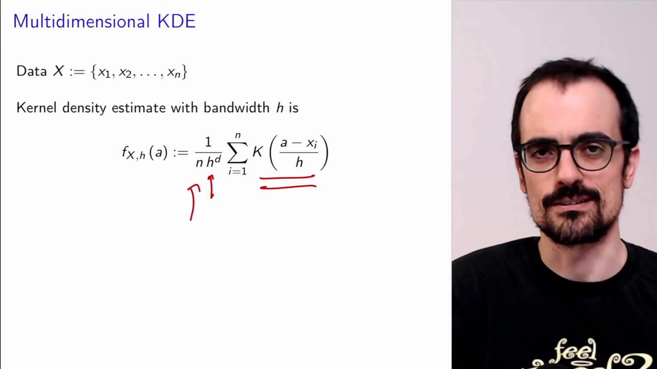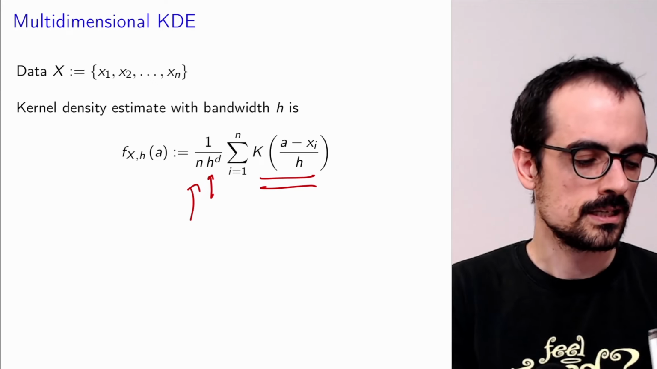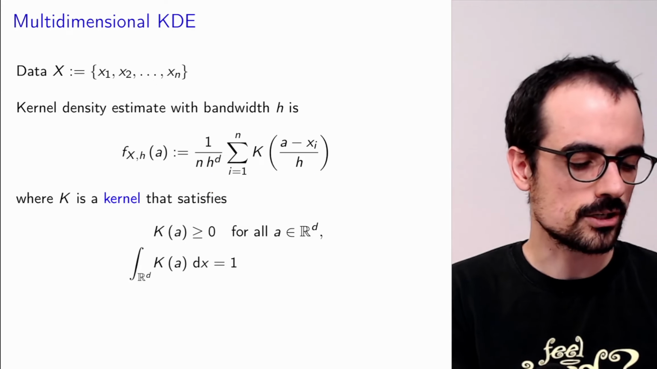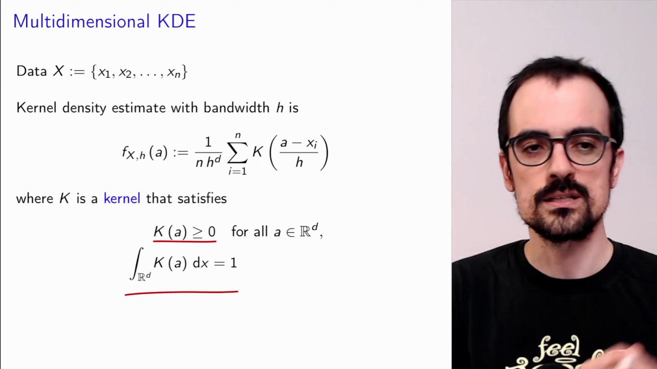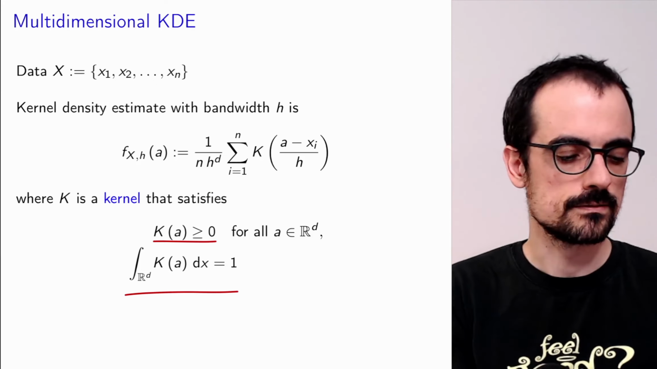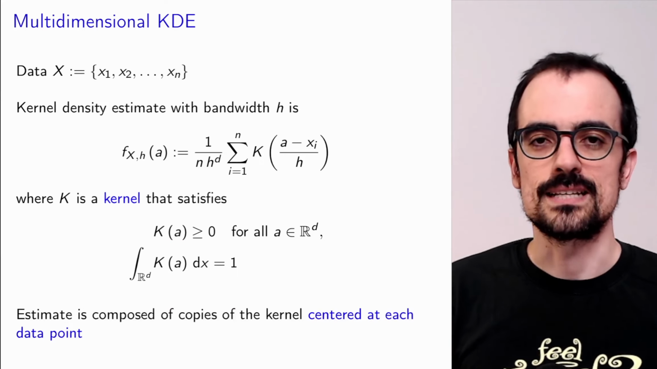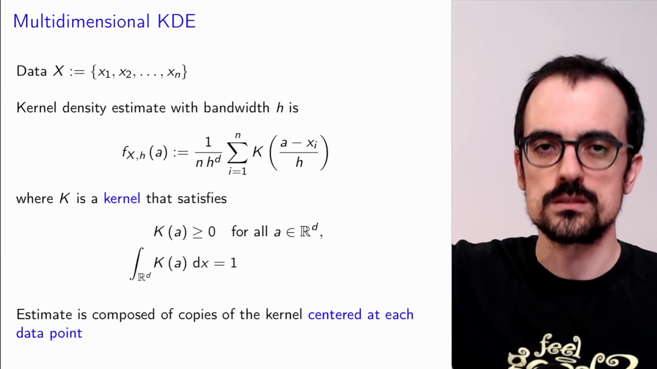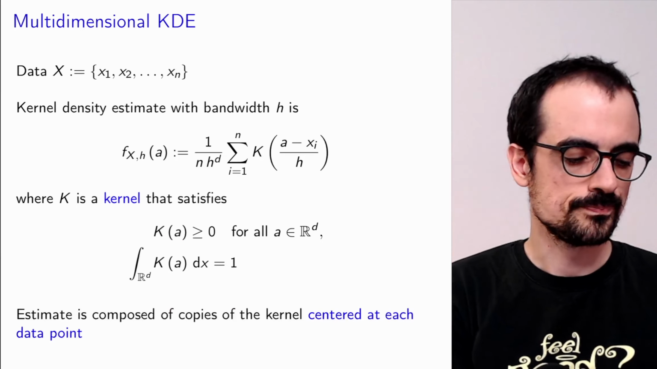Okay, so there's many generalizations of these kinds of ideas. And the point is that as long as the kernel is non-negative and integrates to 1, the whole joint PDF is going to be a valid joint PDF. The estimate at the end of the day is composed of copies of the kernel centered at each data point.